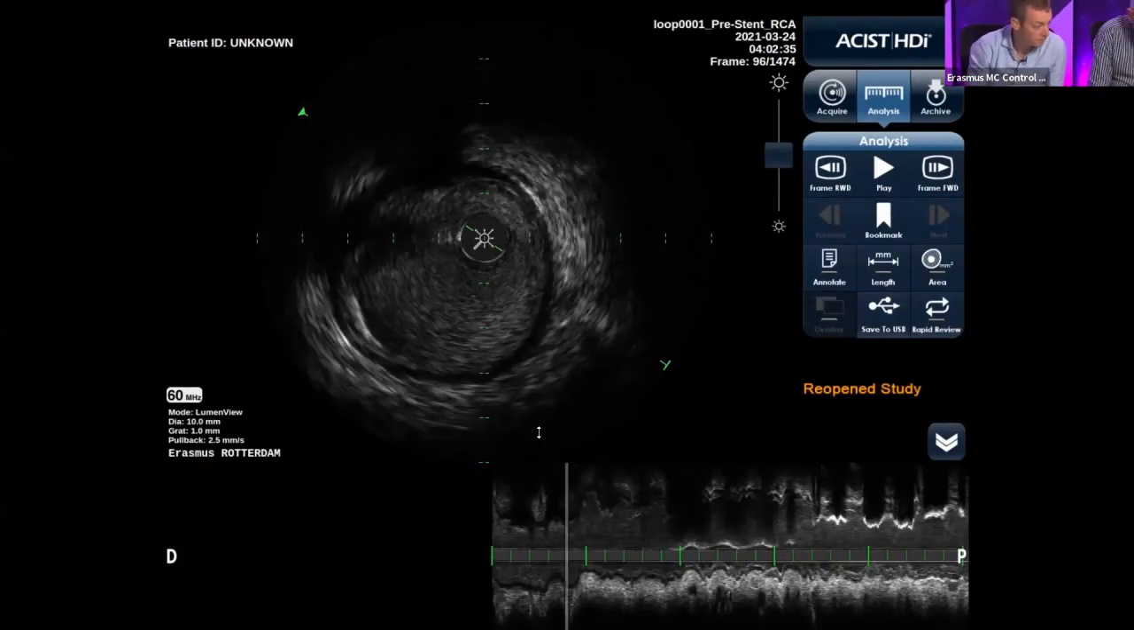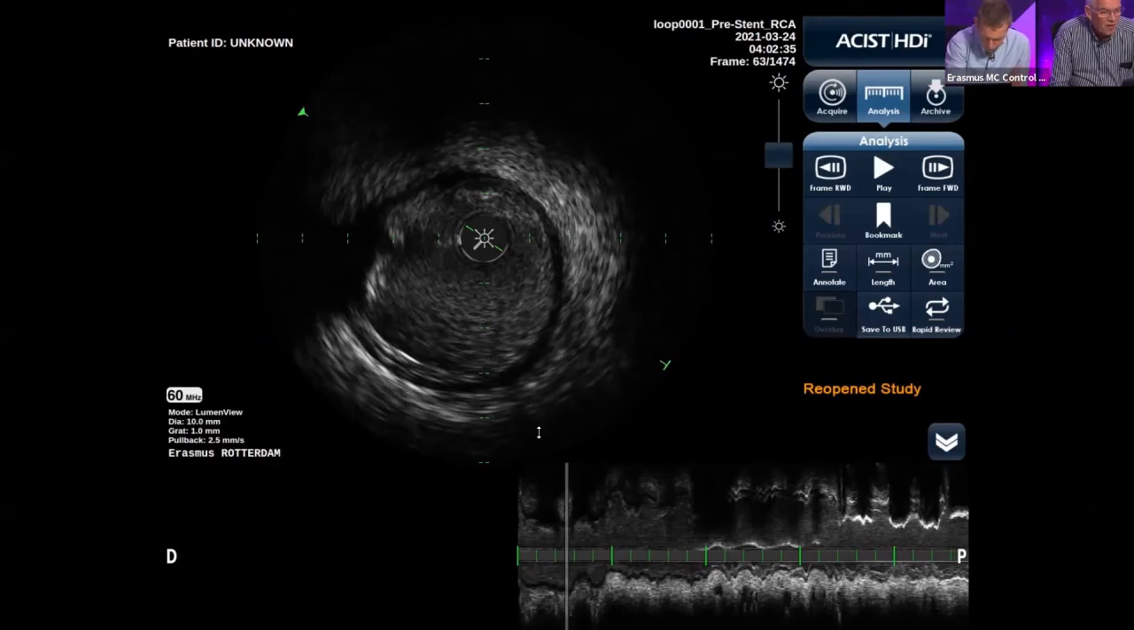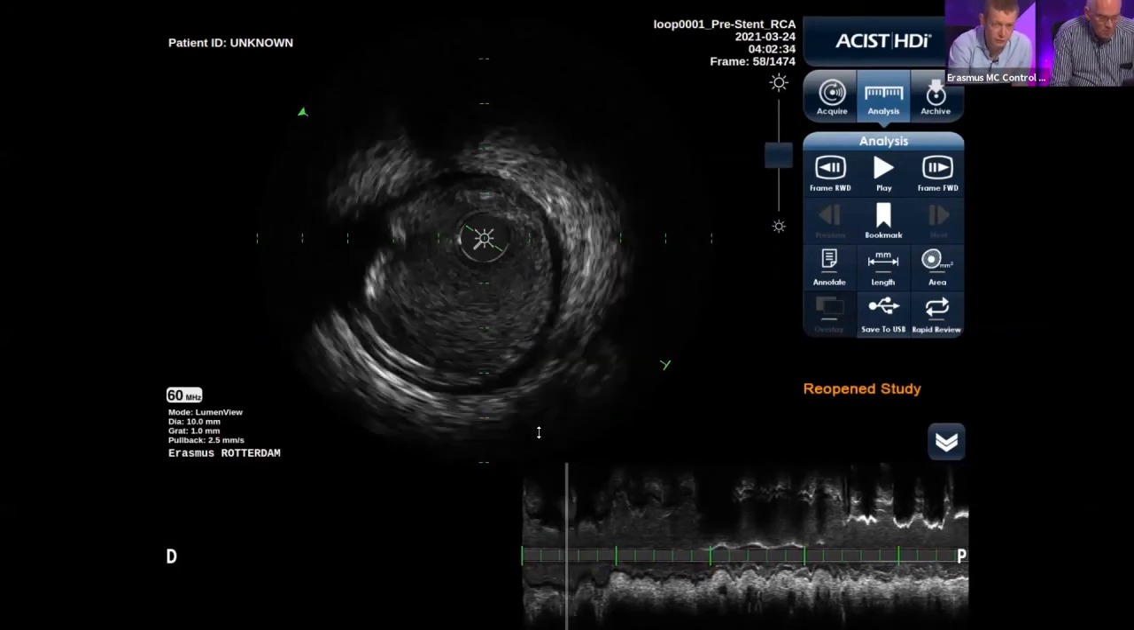Yeah. So here we started distal in the right coronary artery. So Jurgen, sorry to interrupt. Yeah. One practical recommendation: if you use IVUS, never start the pullback in the middle of the plaque.